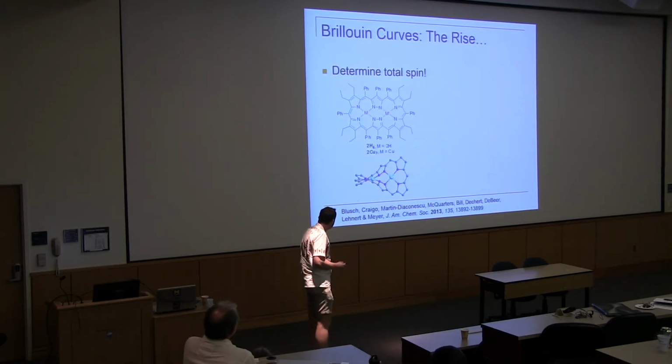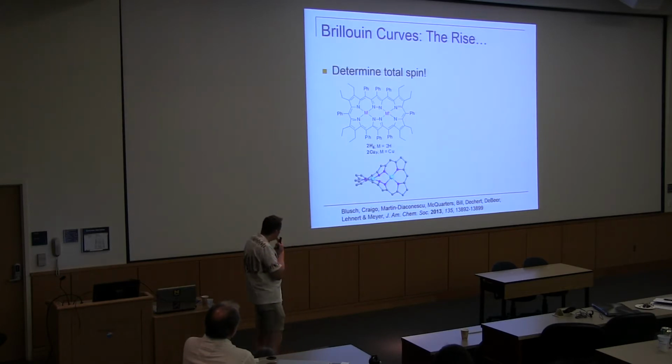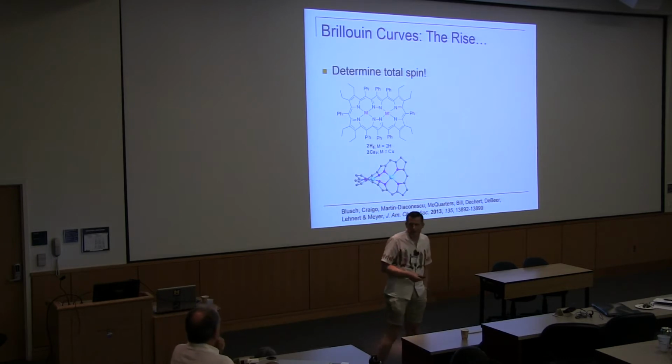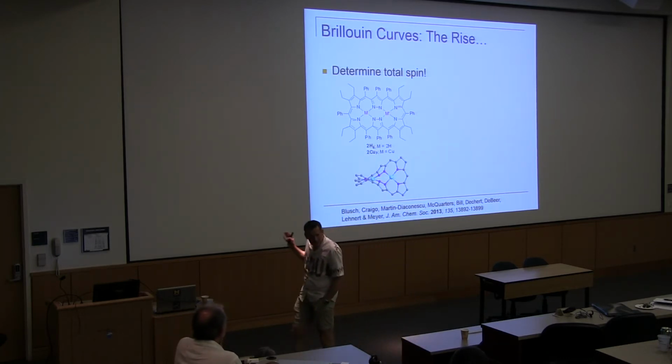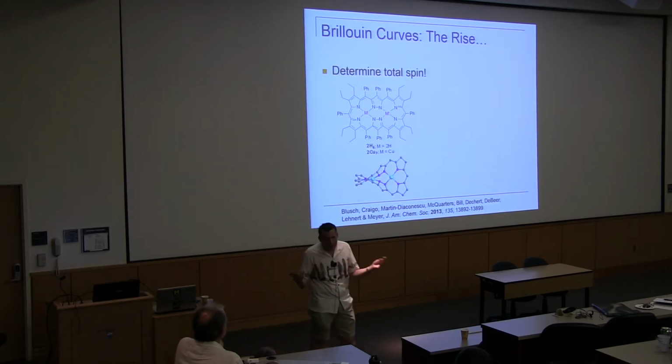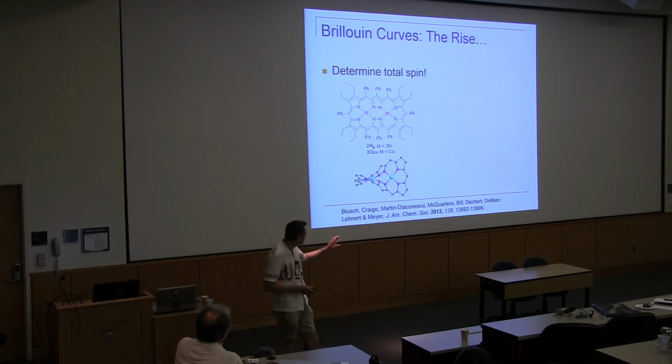So here's one example for this. This is a compound that we studied with Frank Meyer's group at Göttingen. It is a large macrocyclic ligand with two copper(II) centers in it, each one with a spin of a half. They're ferromagnetically coupled, so the total spin is 1, but the zero field splitting is very, very small in this compound, which means that the MS sublevels are essentially degenerate. And that, of course, is a requirement for Brillouin curves, right? The Brillouin curves are derived with the idea that all the MS sublevels are degenerate in the absence of the magnetic field. And that's the case here.